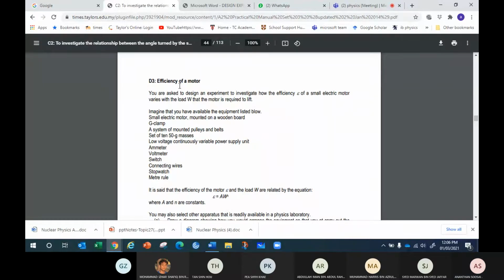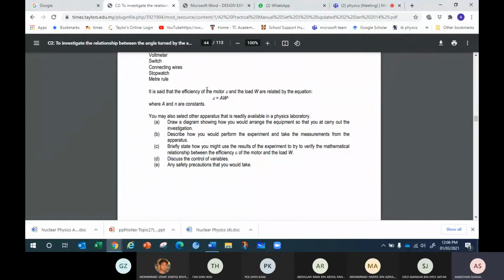Some apparatus is given here. How to find the efficiency of a motor and prove this equation. Efficiency is A W^n, where A is a constant, W is the load used by the motor to lift, and H is constant, right? So you need to find A and n, and prove whether this equation is valid or not.